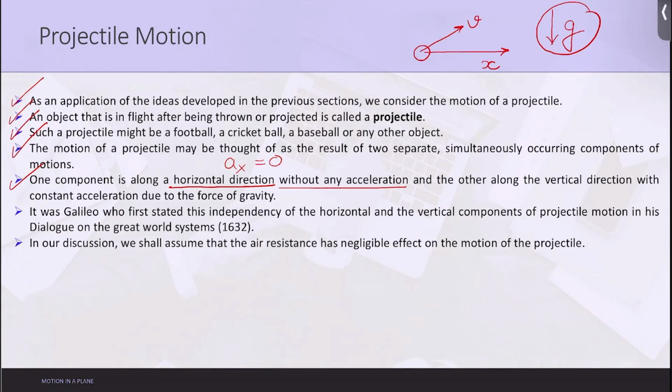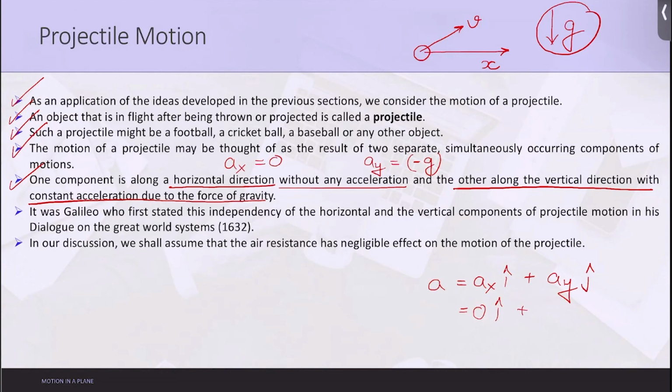And the other is along the vertical direction with constant acceleration due to the force of gravity. So for this, what can we write? We can write ay is equal to minus g. That's how we can understand ax and ay. So we know what a is. a is equal to ax i cap plus ay j cap, which is equal to 0 i cap plus minus g j cap. Therefore, acceleration is equal to minus g j cap.